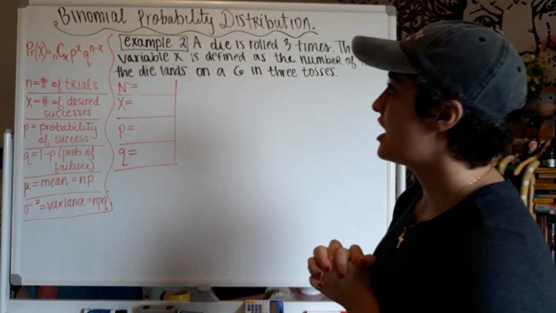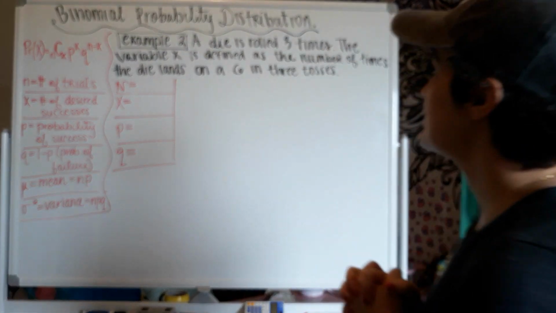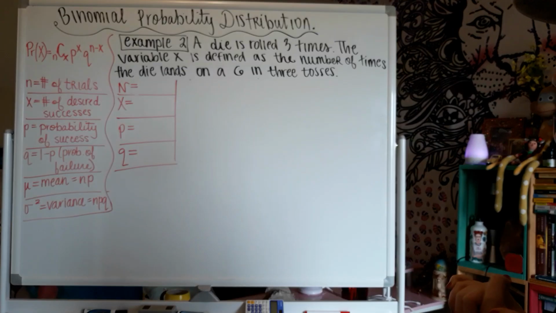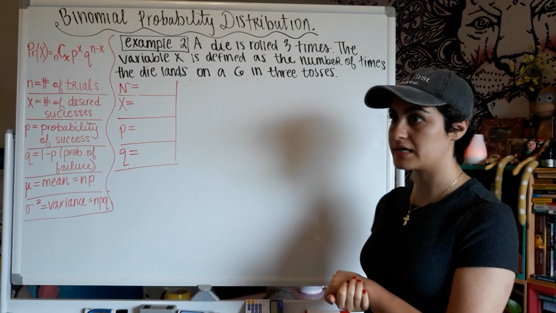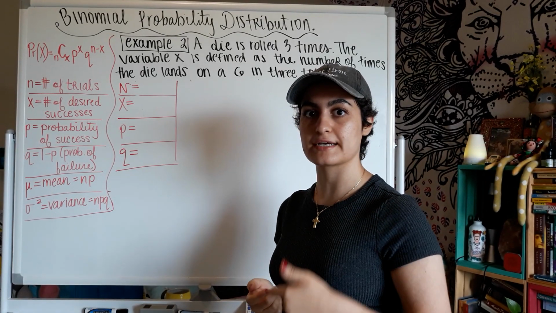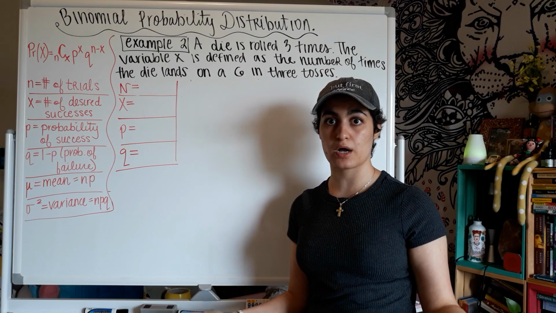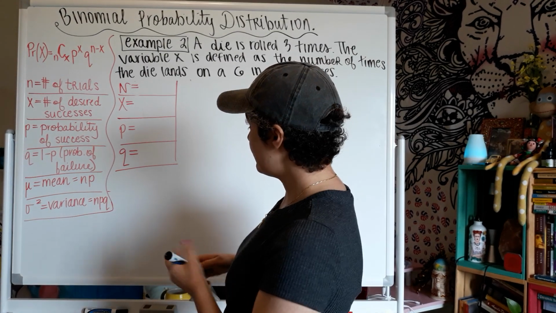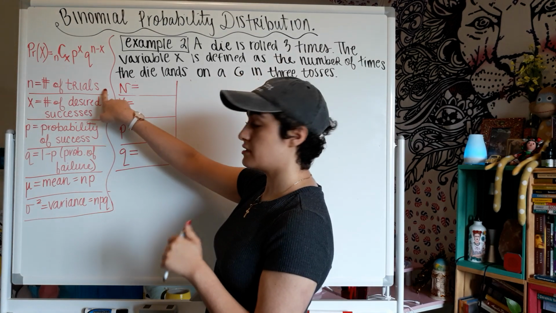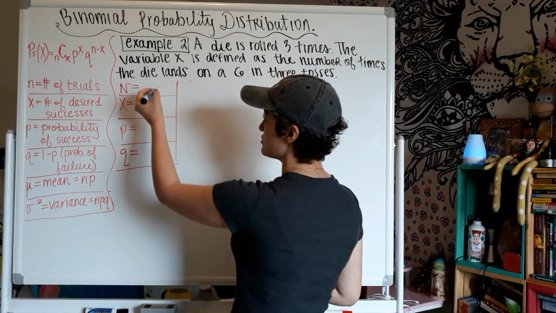So we're going to solve this together. Example 2: a die is rolled 3 times. The variable x is defined as the number of times the die lands on a 6 in 3 tosses. So I toss it once, second, 3 times. How many times do I land on a 6? And so n is the number of trials, which is 3. So 3 trials.